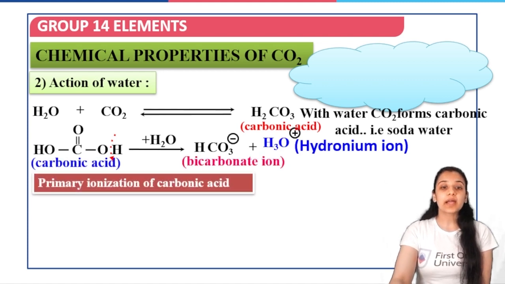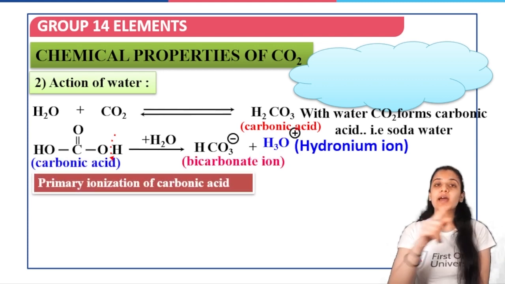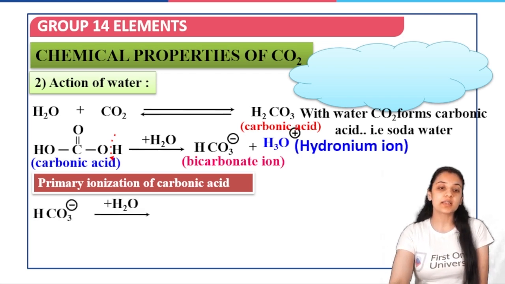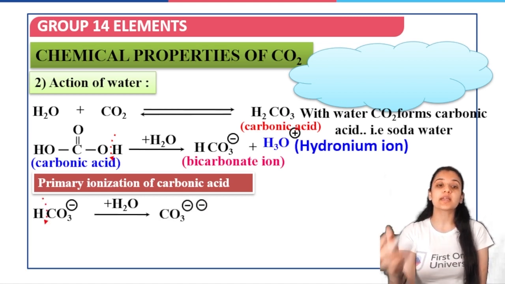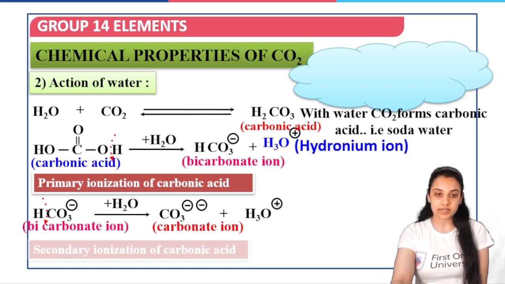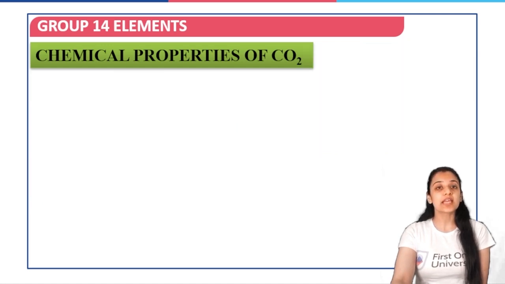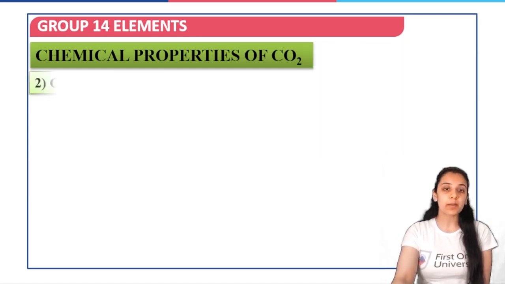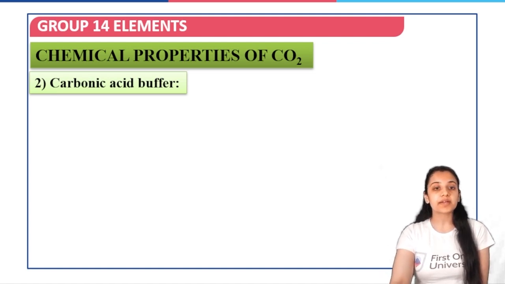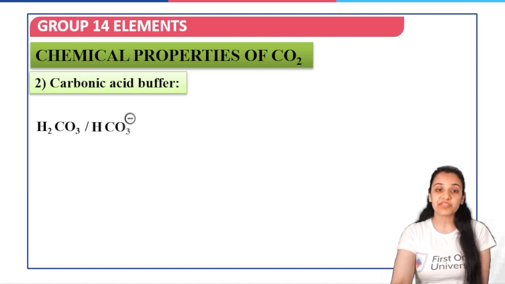The primary ionization, that is the first ionization of H2CO3, results in the formation of the bicarbonate ion, which on addition of water undergoes a second ionization to form the carbonate ion, that is CO3 2 minus, and that is the secondary ionization of carbonic acid. Next important chemical property of carbon dioxide is the carbonic acid buffer.